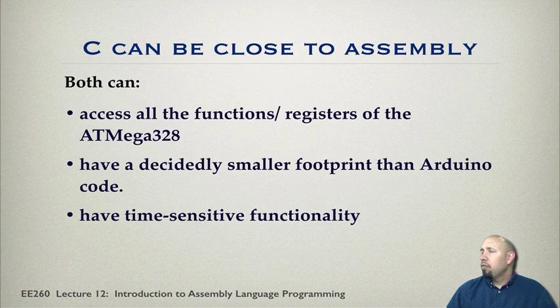Now, we've been using C, and C is not assembly, but in some cases, C can actually be pretty close to assembly. For example, both can access all the functions and registers of the ATmega328. So with C, we have seen how to do that. C also can have a decidedly smaller footprint in terms of code than the Arduino IDE. And with C, and of course assembly, you can have some time-sensitive functionality. You can set things up to be time-sensitive.